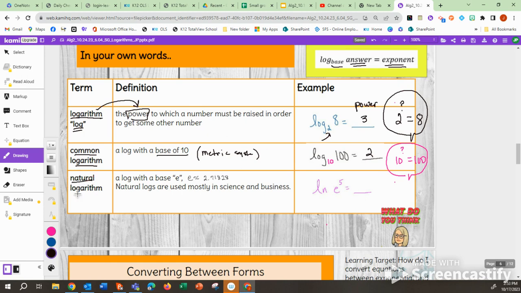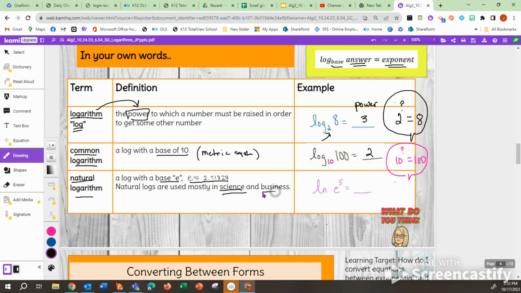We also have something called natural logs. This is when the base is e, and e is not an unknown value. It does have a value of approximately 2.71828. Natural logs are used in science. One of the things I can think of right away is carbon-14 dating. If we dig up some bones, we're trying to figure out how old the bones are. They test the carbon-14 and they use equations that have e in them.